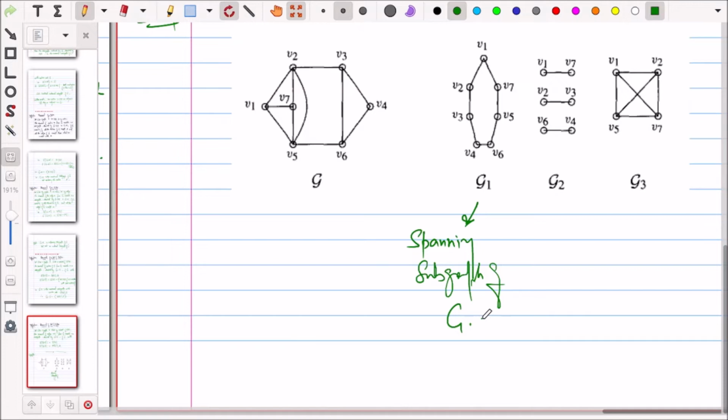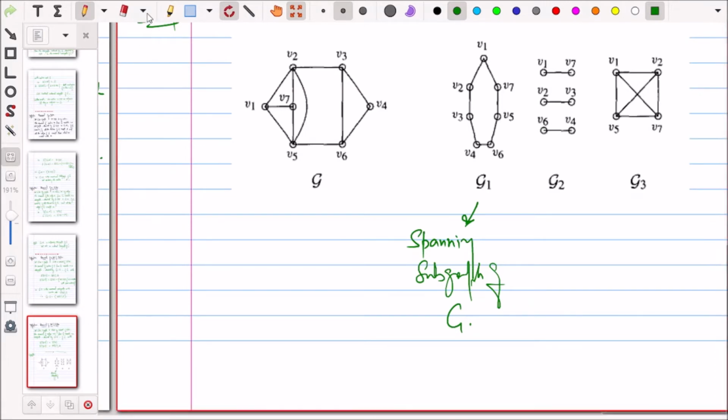Is it a spanning subgraph? No, sir. Which vertex is missing? V5. V5 is missing. Is it an induced subgraph? No, sir. An edge between V3 and V6 is not there. Yes, you can show any edge. There are so many edges, but show one.